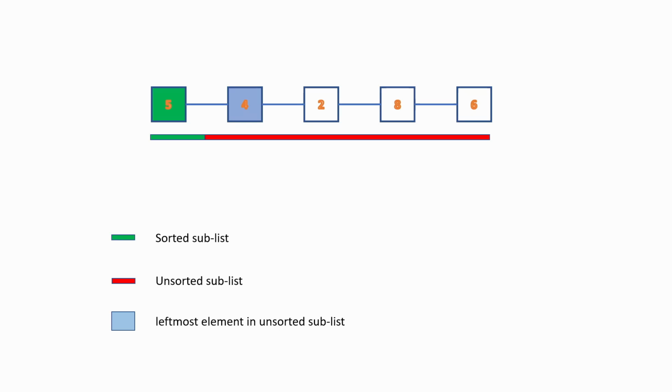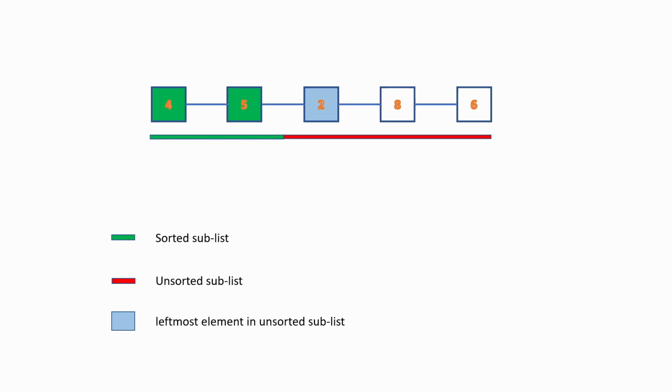Consider the number 4. Compare it with the previous element. 4 is smaller than 5, so we swap them. No more element to the left of 4, so it is already in the right position. Now the sorted sublist contains two elements, 4 and 5. Let's start the second iteration.